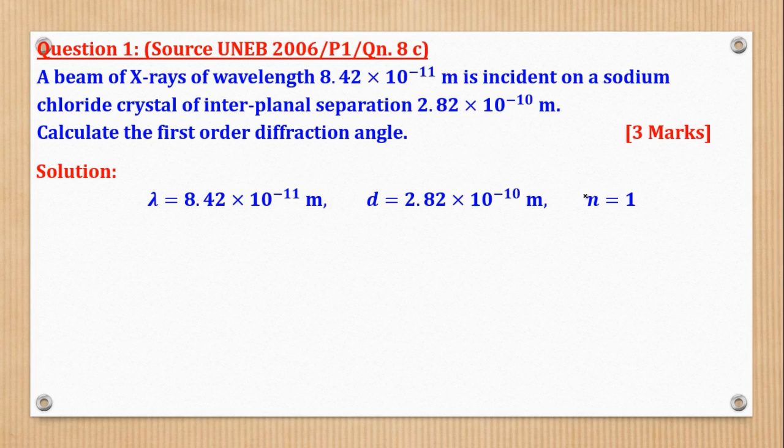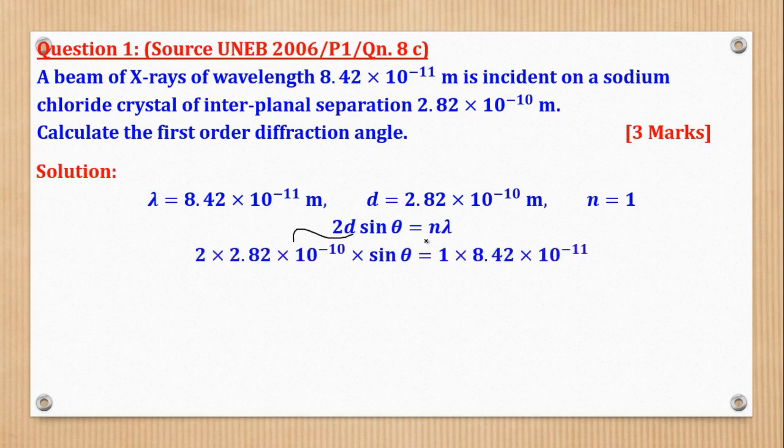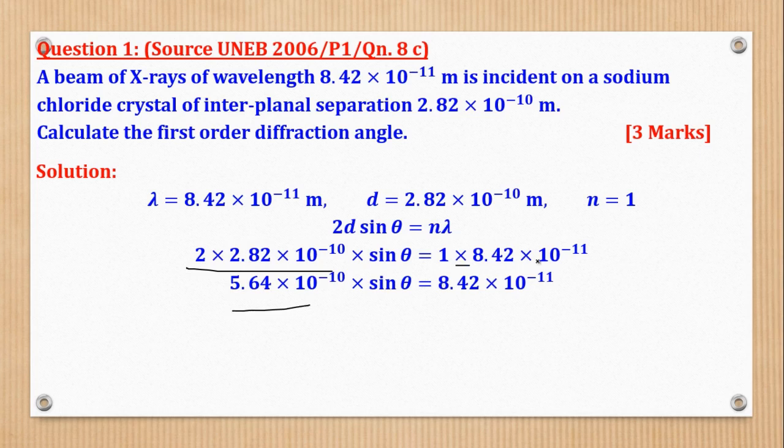Now that we know those, we can get the angle they want using this formula from Bragg's law. So substitute for d, substitute for n, and for lambda. You remember sine theta is the unknown. When I simplify, this gives you this and this gives you that. Then make sine theta the subject, and after that you get the value of theta from arcsine of this. The angle is to 2 decimal places. So that's what they wanted.